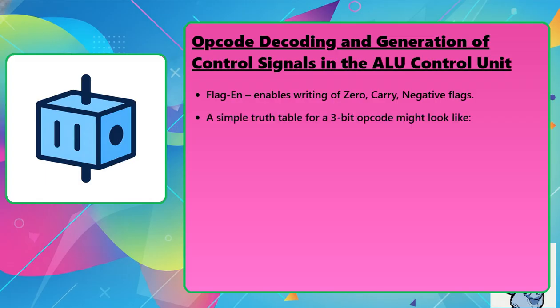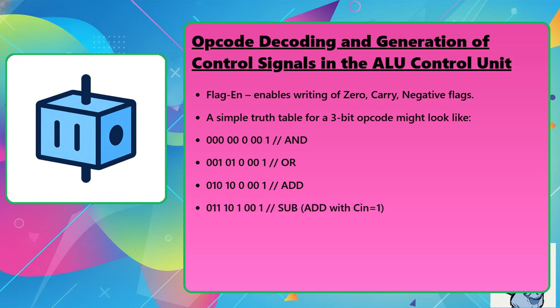A simple truth table for a 3-bit opcode might look like this: 0 0 0, ALU select 0 0, carry in 0, shift control 0 0, flag enable 1, AND. 0 0 1, ALU select 0 1, carry in 0, shift control 0 0, flag enable 1, OR. 0 1 0, ALU select 1 0, carry in 0, shift control 0 0, flag enable 1, ADD. 0 1 1, ALU select 1 0, carry in 1, shift control 0 0, flag enable 1, subtract, add with C in 1.